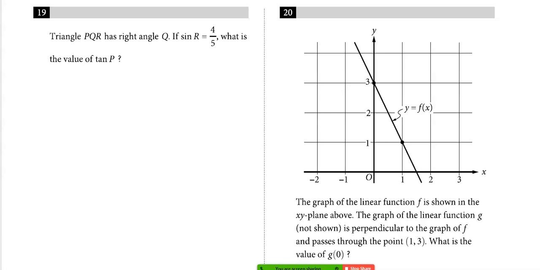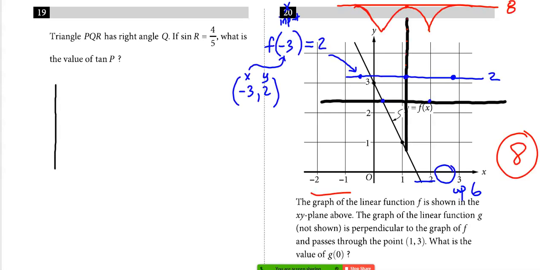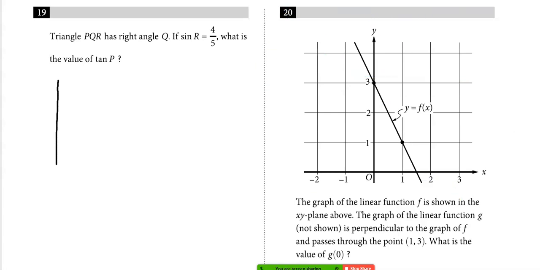Number 19, triangle PQR has a right angle at Q. So let's draw that. PQR, right angle at Q. I'm just going to stick P and R on there. And it says the sine of R is 4 over 5.